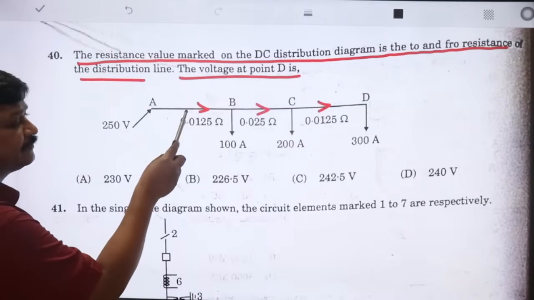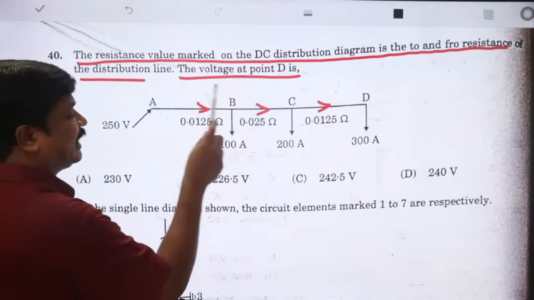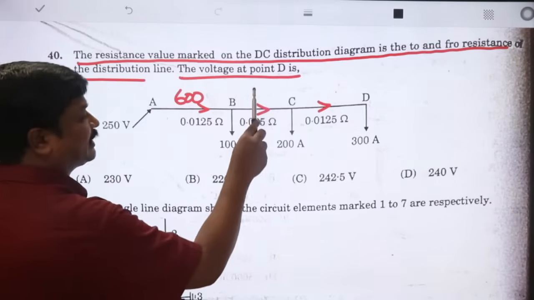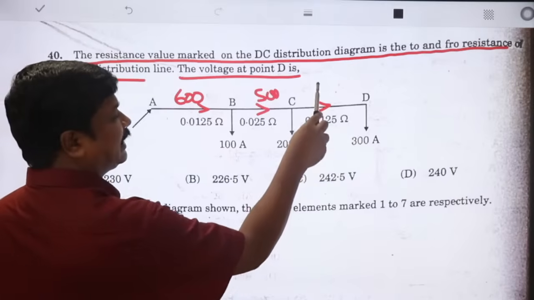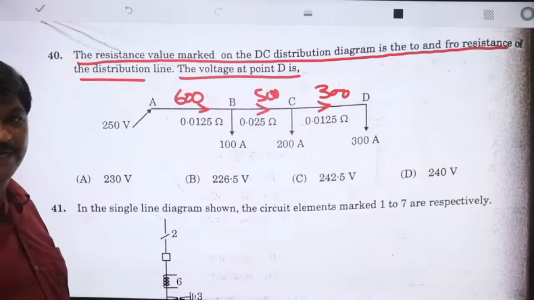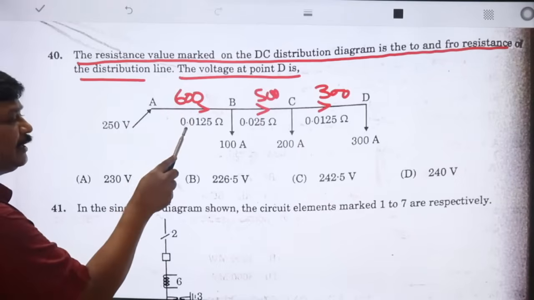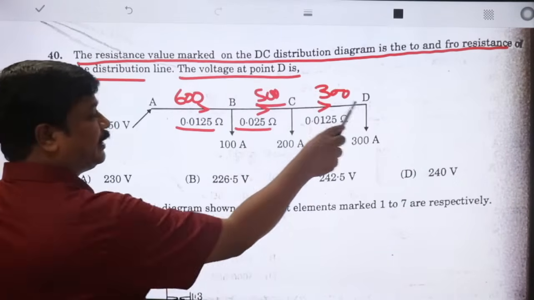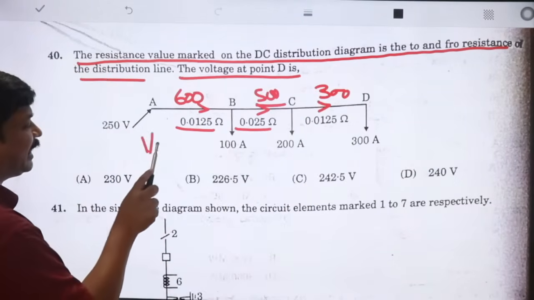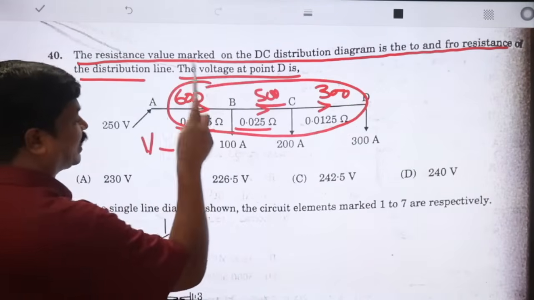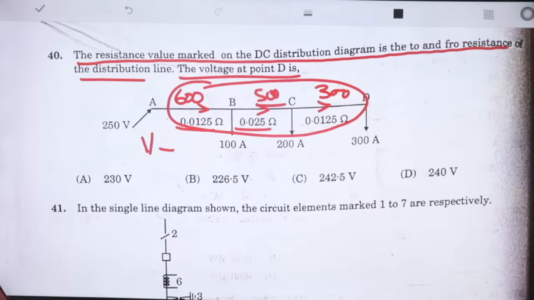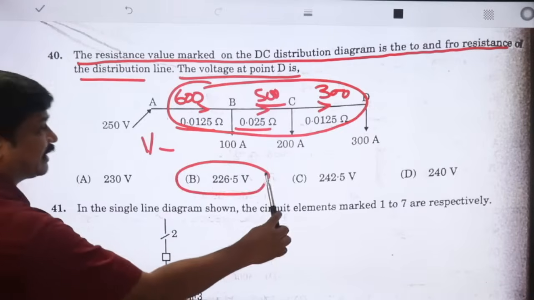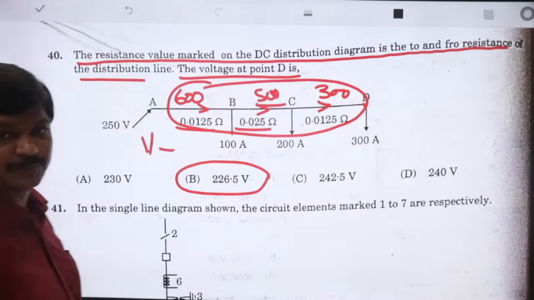The current here is 100 amperes, 200 amperes, 300 amperes, 600 amperes. What is the current here? This 100 is not there. Remaining two currents, how much? 500 amperes. What is the current here? 300 amperes. Voltage drop we have to find. Voltage drop: 600 into 0.125, 500 into 0.25, 300 into 0.0125. V minus this entire IR drops, if you include, you are going to get the drop. I think if you take the drops, you may get the answer at this point D, maybe 226.5.